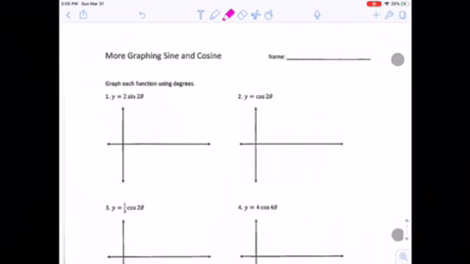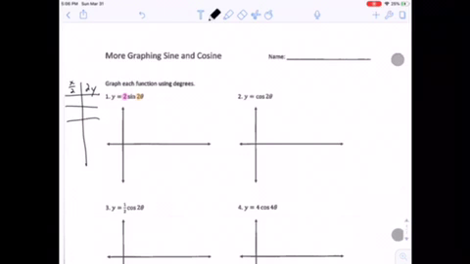Here we see that we have a 2 being multiplied with the theta. So with our x's, we want to do x divided by 2. Then our amplitude is 2, so we want to multiply our y's by 2. Setting up our table: 0 divided by 2 is 0, 90 divided by 2 is 45, 180 divided by 2 is 90, 270 divided by 2 is 135, and 360 divided by 2 is 180.